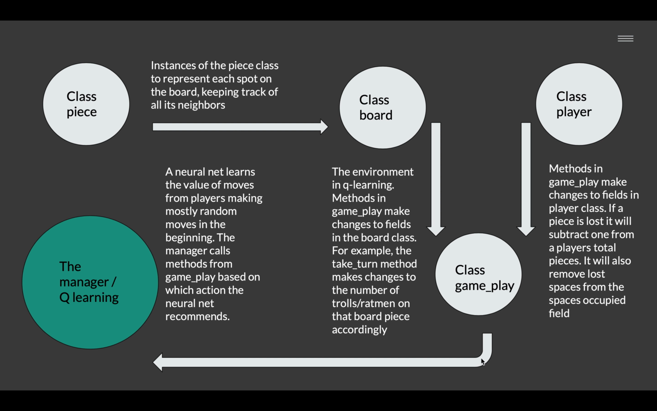Then the gameplay class feeds into the manager, or the Q-Learning portion. So a neural net learns the value of moves from players making mostly random moves in the beginning. And then this manager calls methods from gameplay based on which action the neural net recommends.